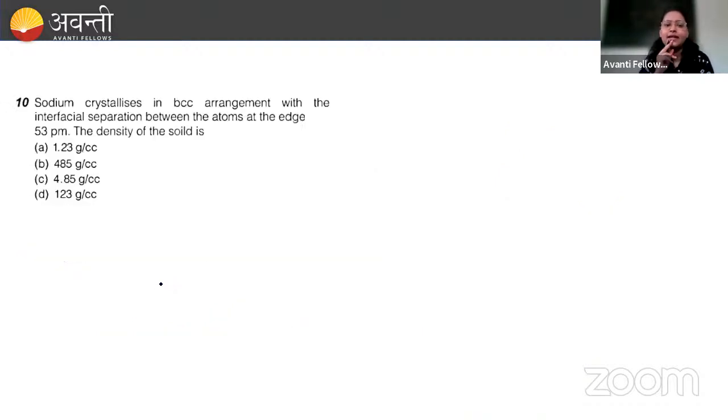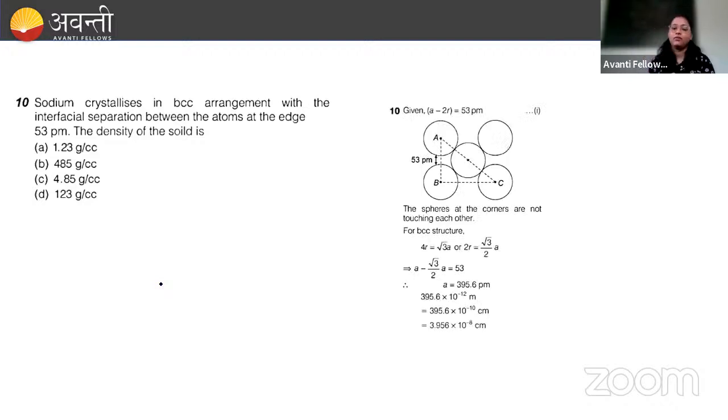Sodium metal crystallizes in a BCC arrangement with the interfacial separation between the atoms at the edge being 53 picometer. Find the density of the solid. This is a very simple problem; we just need to determine the density of the given compound. Here I have shown the structure also. The spheres at the corners are not touching each other. Sodium crystallizes in a BCC arrangement, with the interfacial separation between atoms at the edge length given as 53 picometer.